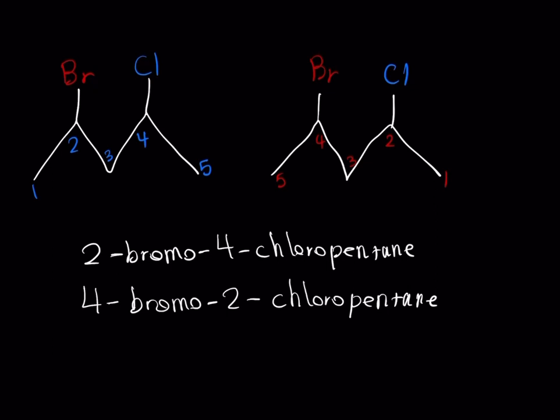Now which one would be the best answer? If both of the choices are alphabetized, so if both of them are in the correct alphabetical order, you want to choose the one that starts with the lowest number. So here it's increasing number order, so it's going from 2 to 4, but here it's going from 4 to 2. You want to choose the one that is in the increasing number order. So the best answer is this one.